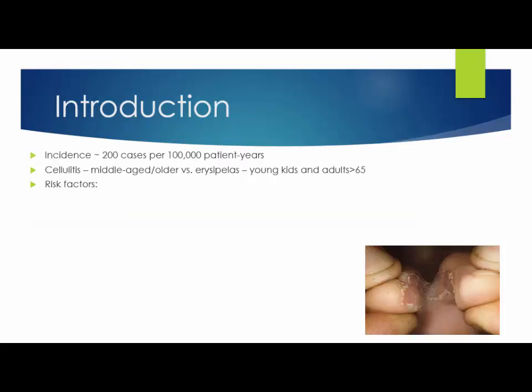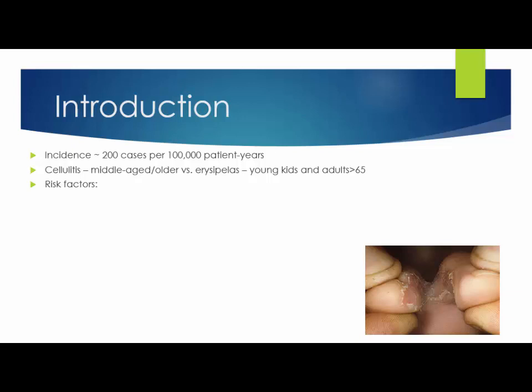So incidence of cellulitis, about 200 cases per 100,000 patient years. That's probably a bit of an underestimate, and I think it does very much depend on what you're defining as cellulitis versus erysipelas. You'll find different sorts of nomenclature in the literature, but there is a difference in terms of the layers of the skin involved and also the epidemiology. So cellulitis is more commonly seen in our middle-aged and older population, and I'll talk about the risk factors, versus erysipelas, which is more superficial and more seen in younger children or the elderly.